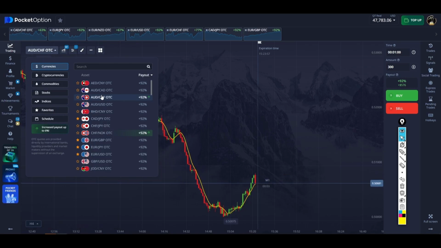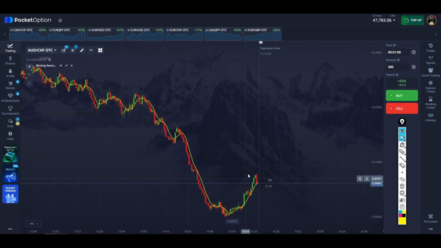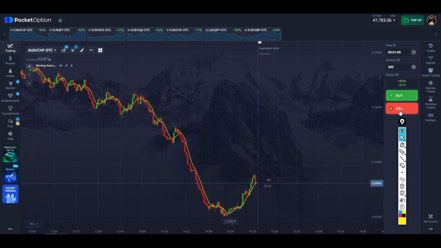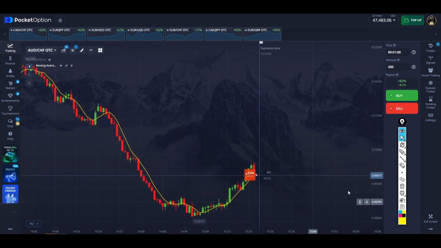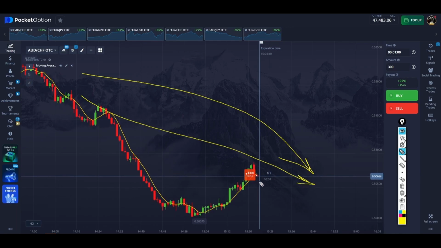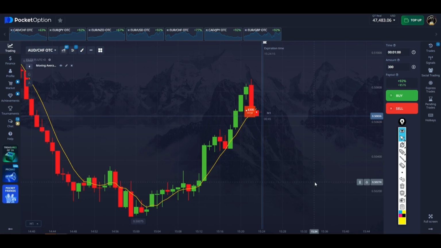Let's break down a great setup on the Australian dollar against the Swiss franc. I'm entering a sell. There's a clear downtrend in place, so this trade is taken with the trend. Also, notice that I'm entering right on the break of the moving average. In certain situations, this approach is absolutely valid, as long as you're confident in your analysis.